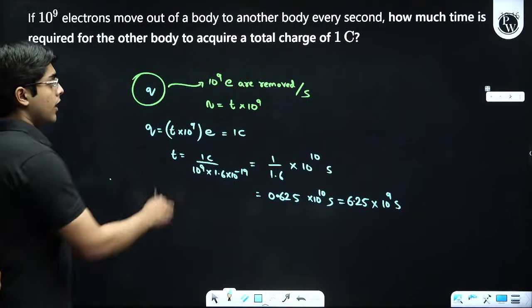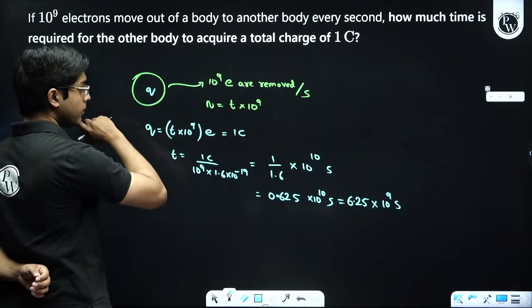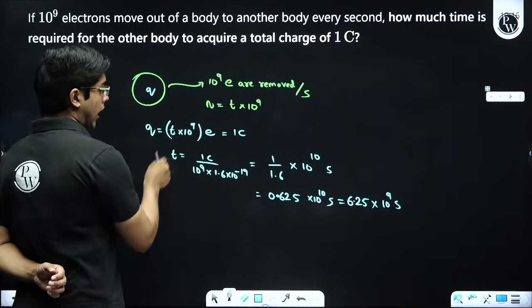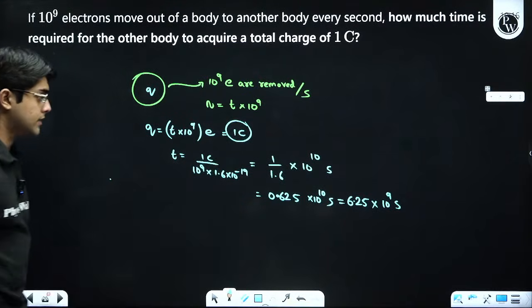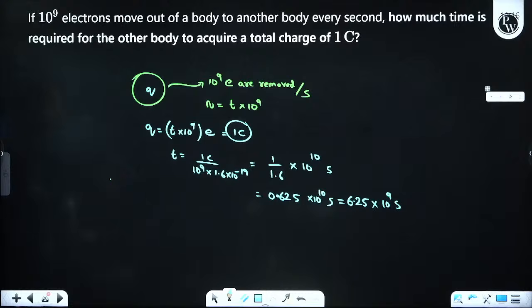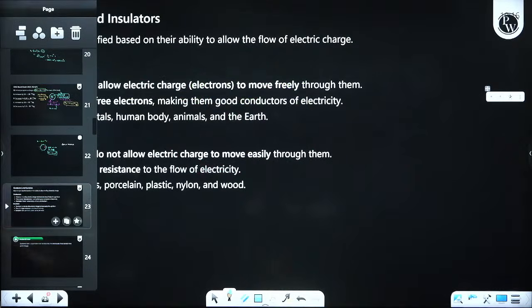Okay. The more electrons are removed, the more positive the charge will become. So after t time, we want it to be equal to 1 coulomb. Okay. So that is the question. Now that is it about the charge transfer.